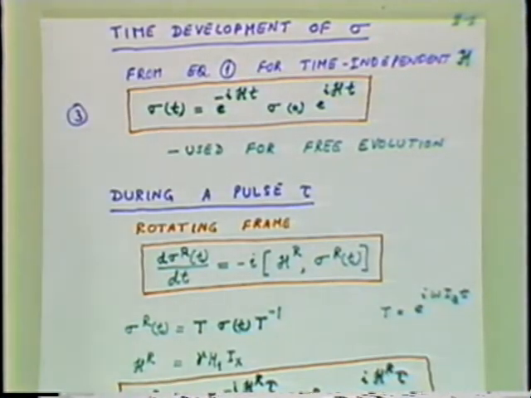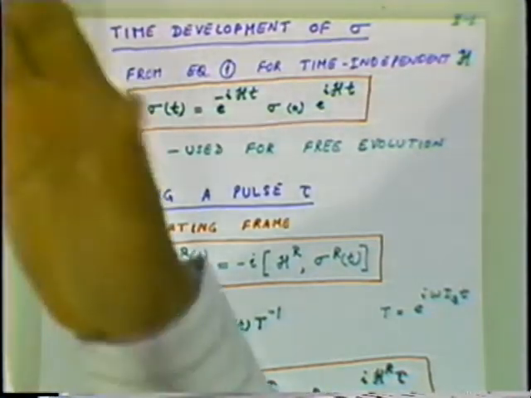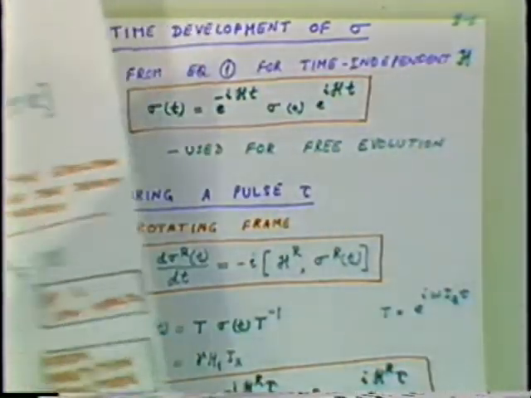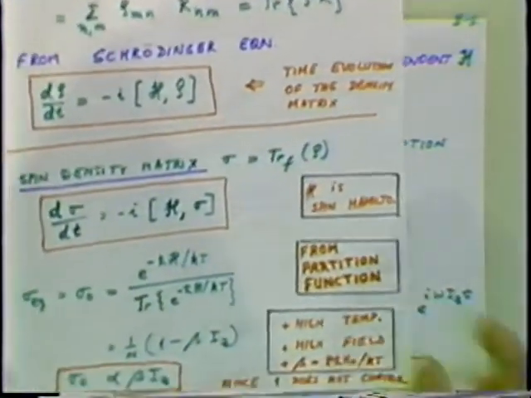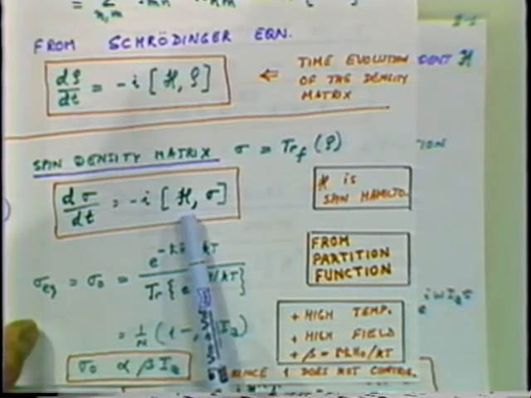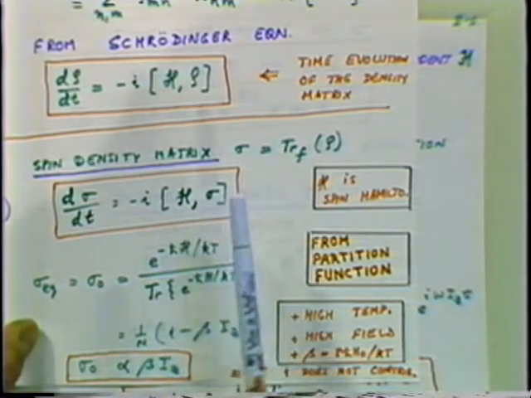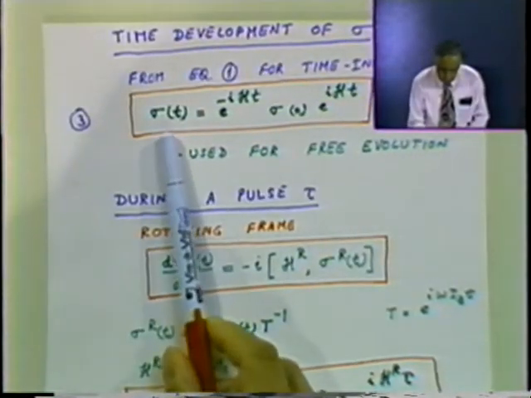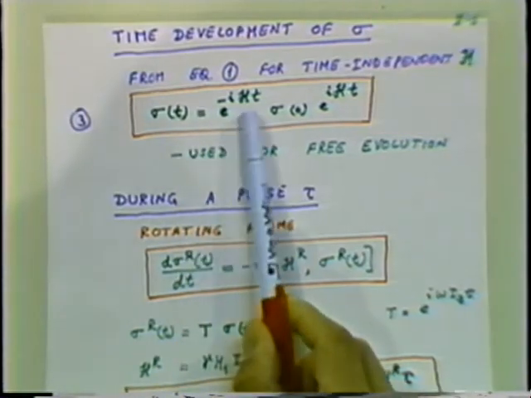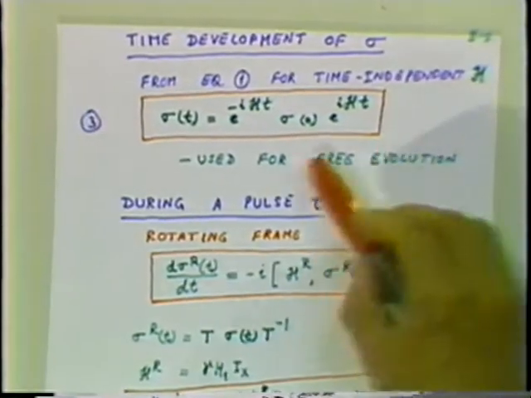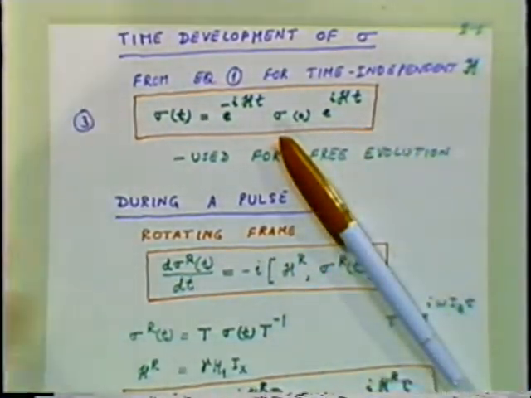Now, it's very easy to see, and I'm not going to prove it. This is one of those statements that are easy to prove, and then you can spend half a day trying to prove it, but I assure you it will take you only 10 minutes. If H is time independent, then one can show the solution of this equation is very simple, and that is that sigma at time t is e to the power minus iHt, sigma 0, e to the power iHt.